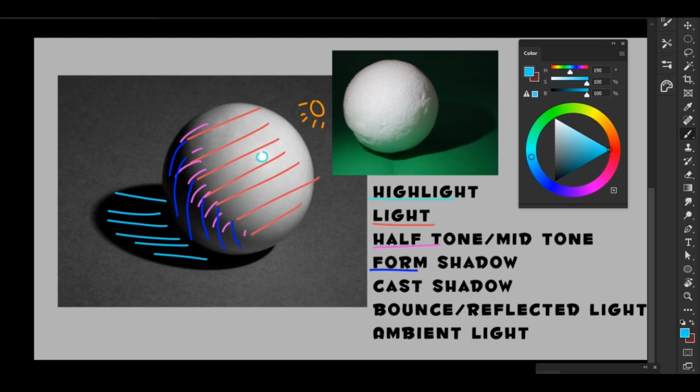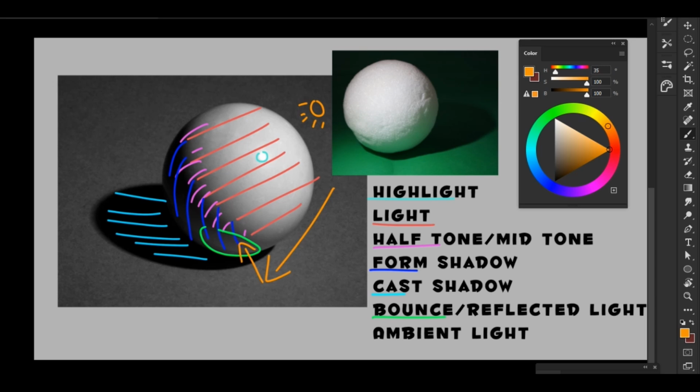Next up is bounce light or reflected light, like in the form shadow area over here. You'll notice there's a bit of light peeking in, like over here. See how it's not as dark as this part? Well, it's bounce light. Basically, light is bouncing off the surface below. For example, over here, light is bouncing off of this ground and reflecting onto this side of the sphere, softly lighting up the shadow side.